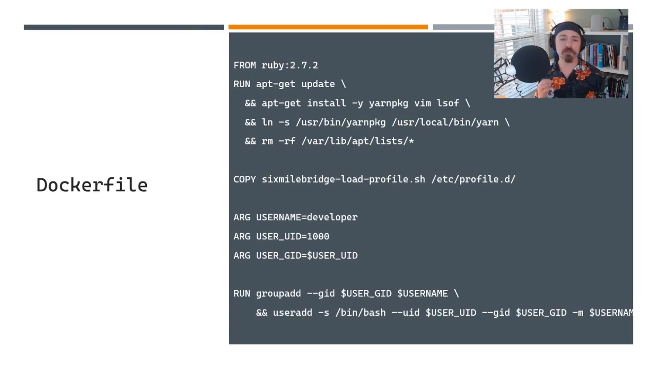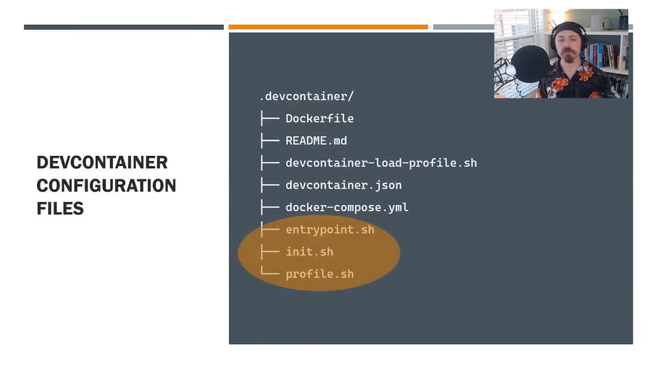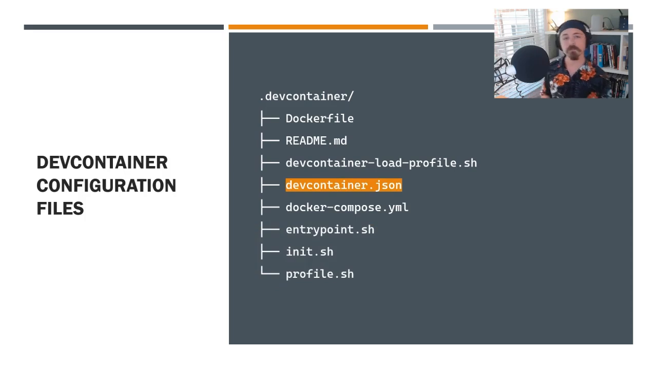Dev containers tend to accumulate some script files as well. These are hooked into various points in the container lifecycle. If we're using VS Code as our editor, there's also a devcontainer.json file. We'll talk about VS Code a little bit more later.